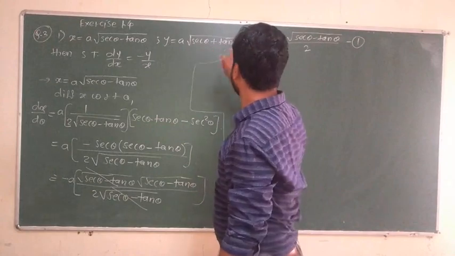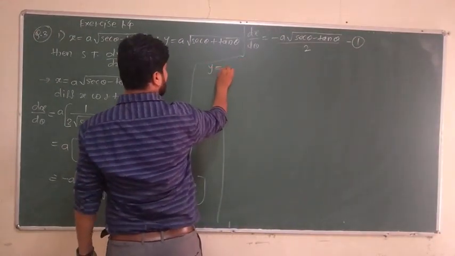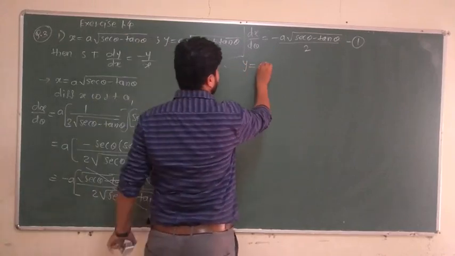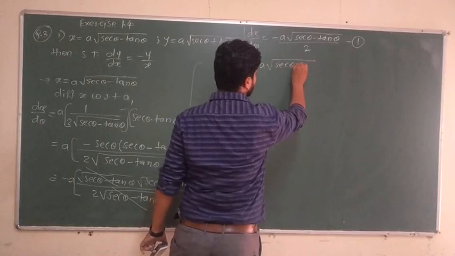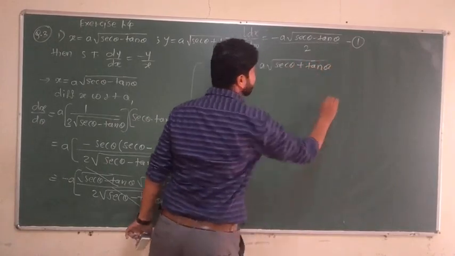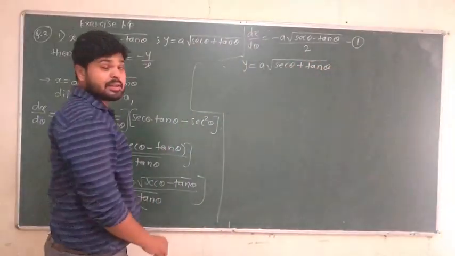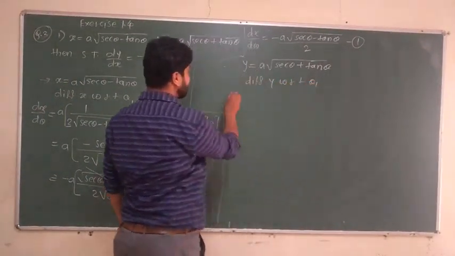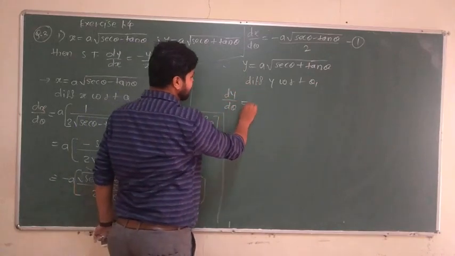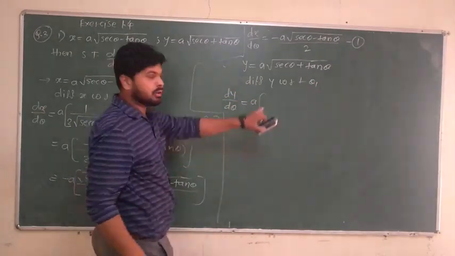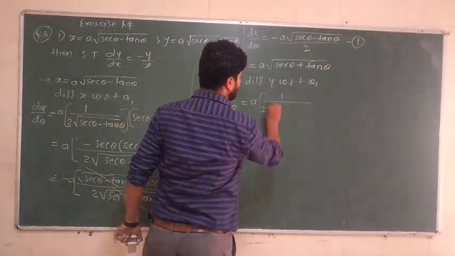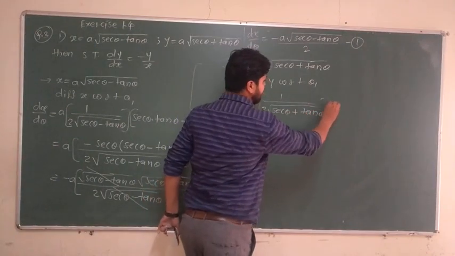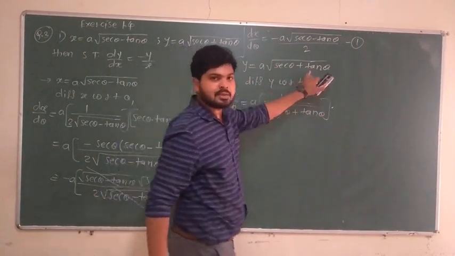Now I am differentiating y. So what is y? y is equal to a into root sec theta plus tan theta. Now if I differentiate this y with respect to theta, then dy by d theta is equal to this a as it is, then the derivative of this root first, which is 1 upon 2 root sec theta plus tan theta, into the derivative of this sec theta plus tan theta.